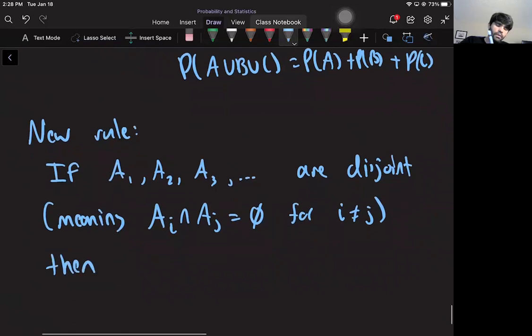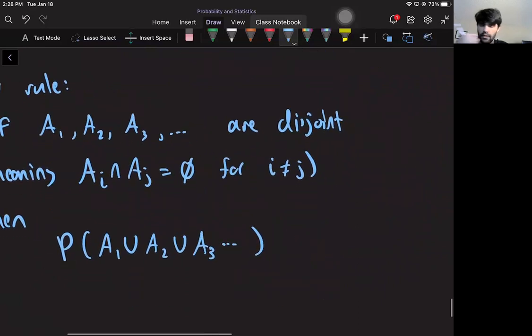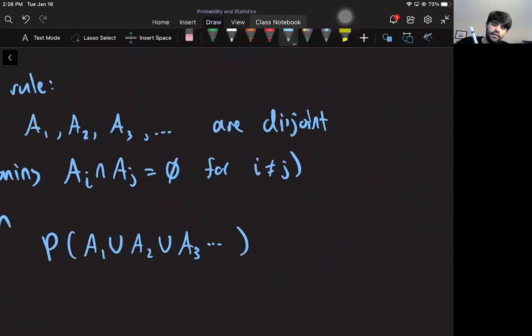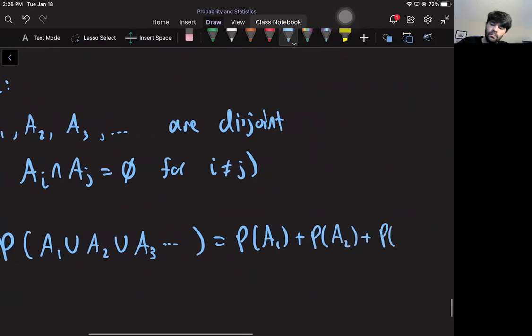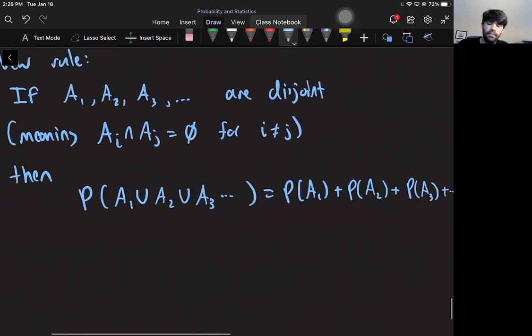then what we'd want as a new rule is that if I union up all infinitely many sets like this, then I still want to be able to just add their probabilities independently. So this is going to look like this. So to be a probability function means that this needs to happen.